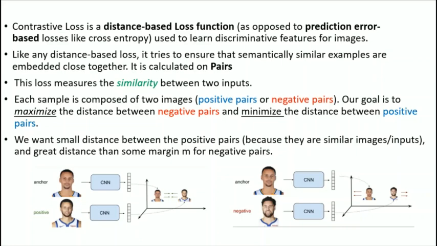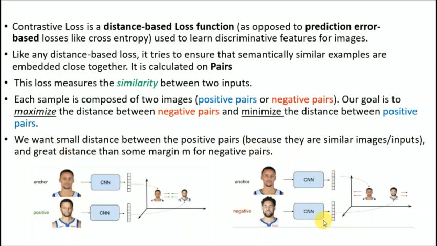Now, you've realized something: each sample is actually a pair, composed of two images. You can have a positive pair and a negative pair. A positive pair is when the two images are from the same class, or the two images are similar. So here we have images of a person, and they're actually the same person, just with a different appearance. So this is a positive pair. And here the images are from a different person, so this is called a negative pair.